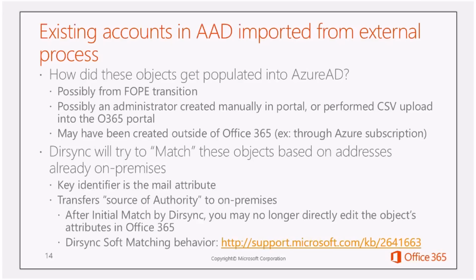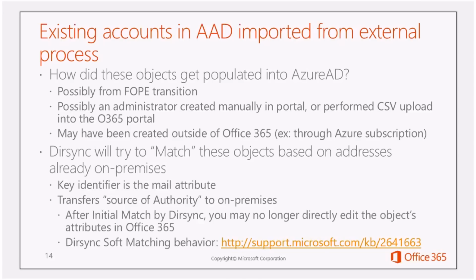You may already have tons of accounts that were placed in there from a transition from Forefront Online Protection for Exchange. If you previously had FOPE, you may have uploaded CSVs of users representing your on-premises email addresses into that service. Later on, when FOPE was retired and transitioned to Exchange Online Protection, Exchange Online Protection leverages Azure Active Directory, and so part of the transition process would have caused the service to copy all of the old FOPE directory objects into your Azure Active Directory.